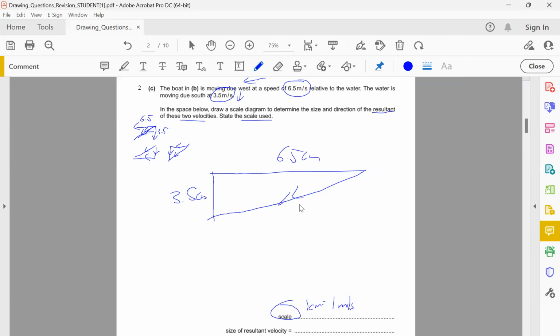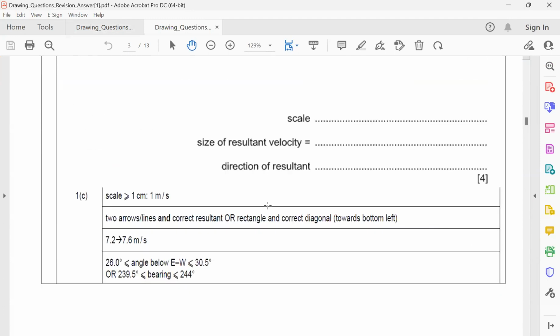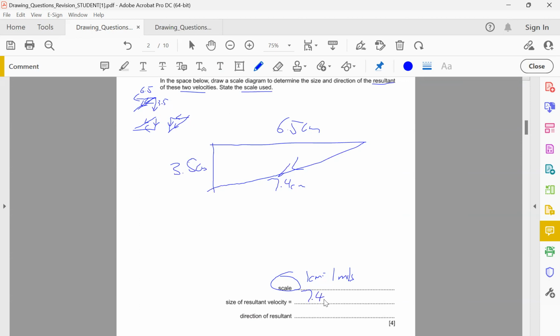How much is this? Anyone has the answer? How much is the resultant velocity? Should be somewhere around 7.4. Did anyone get 7.4 cm here? Yeah, if you round to 2 centimeters, it's 7.4. If you got 7.4, you are on the right track. With this 7.4 cm, as you labeled here, you're going to state that the resultant velocity is 7.4 meters per second. Because they don't want the scale, they don't want the cm, they want the velocity.